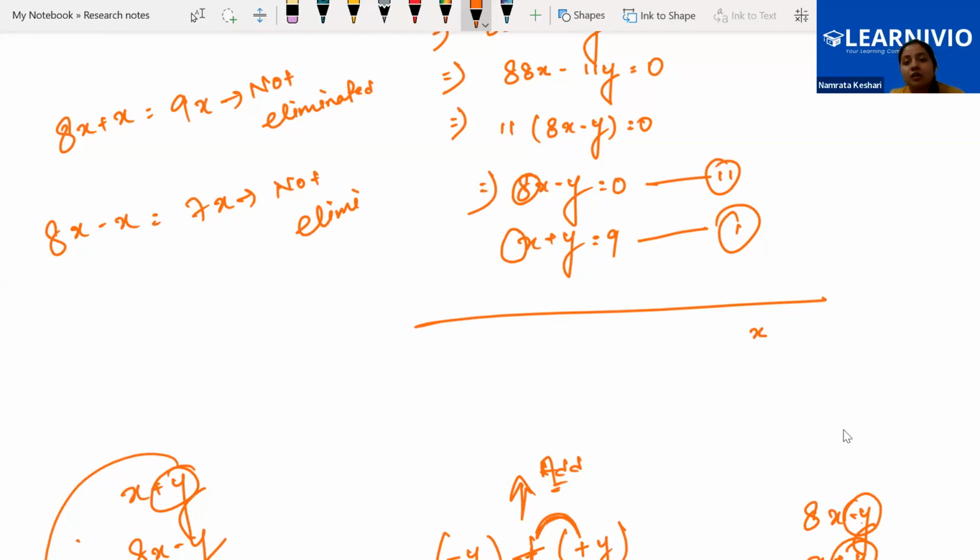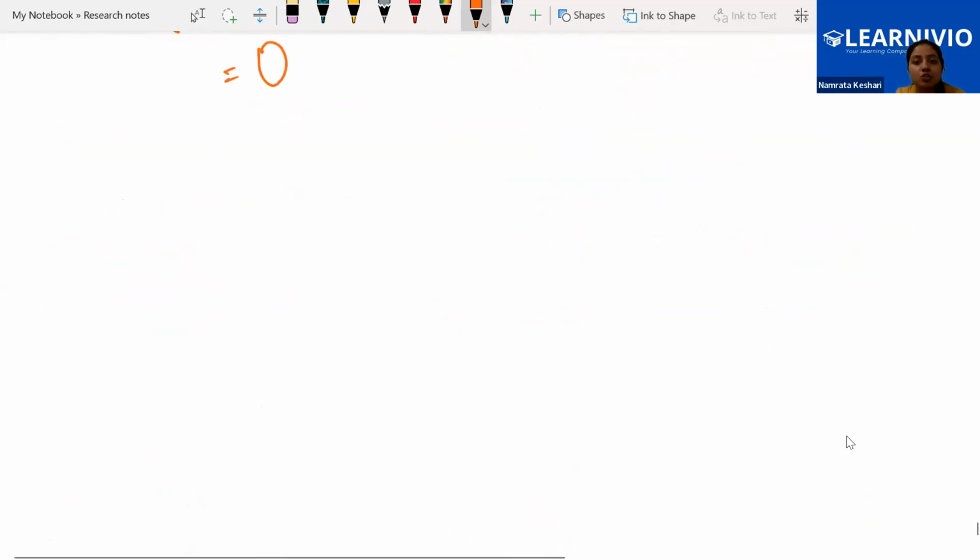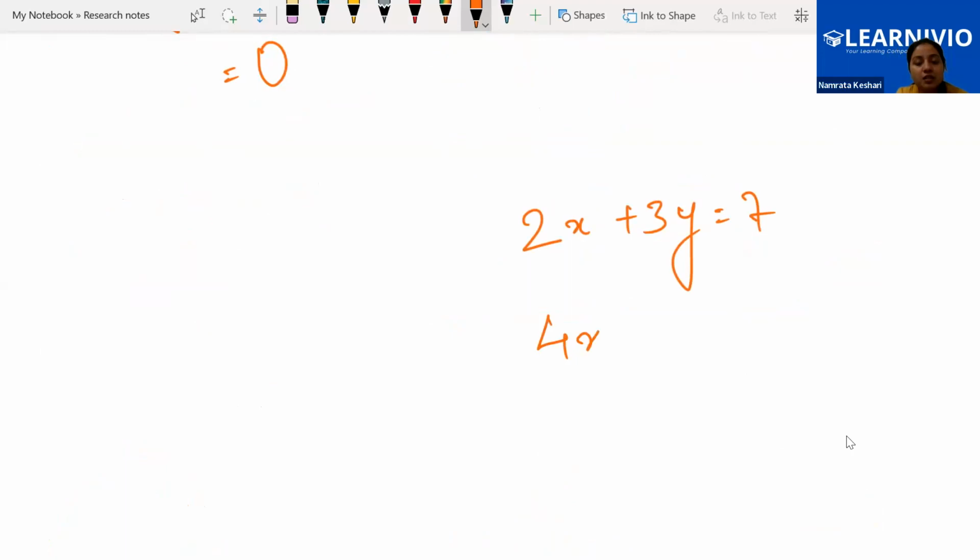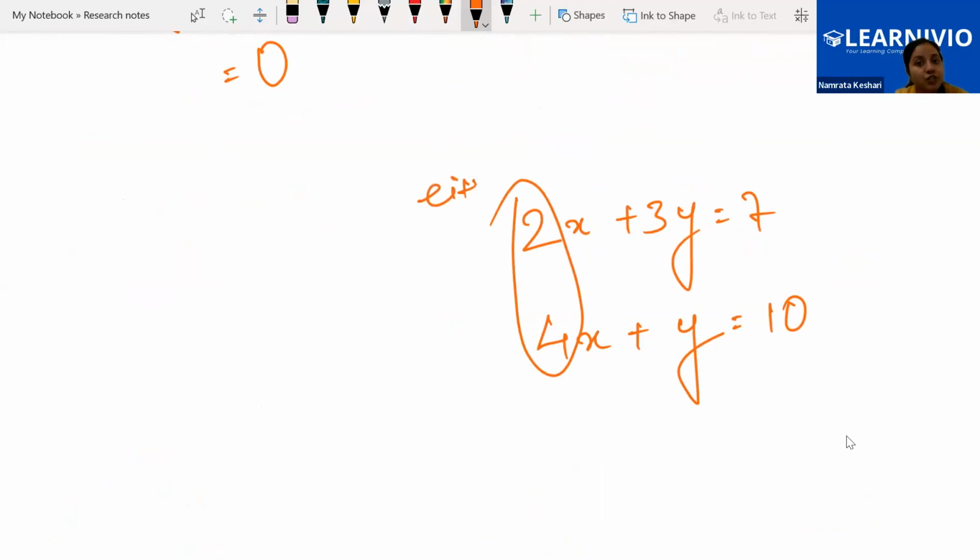So if you have this type of equation, 2x plus 3y equals 7, and here 4x plus y equals 10, then you have to make either the x coefficient the same, so both should be 4x or 2x, or you have to make the y coefficient the same.